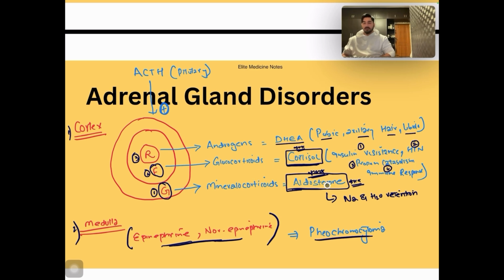What is the function of aldosterone? Aldosterone is responsible for sodium and water retention, so it will cause hypertension. And in the adrenal medulla, the catecholamines are synthesized, that are epinephrine and norepinephrine.